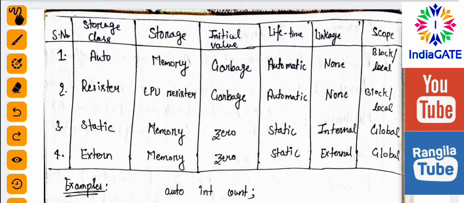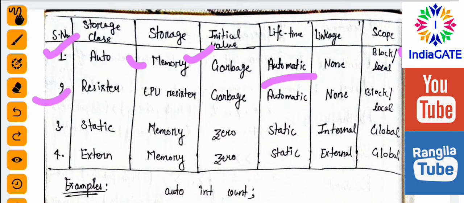So first is your auto, and the storage of the auto is memory. The initial value, which is called your default value, is garbage, and the lifetime of the auto variable is automatic, and there is no linkage. Means there is no linkage provided externally or internally, and the scope of the auto variable is local or block, means within the block.